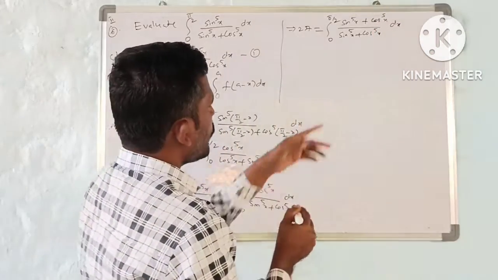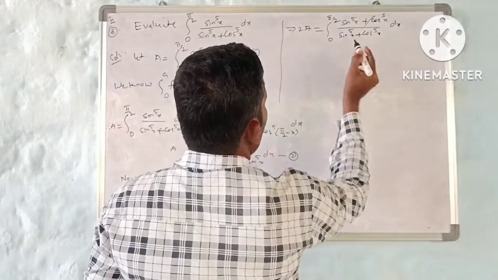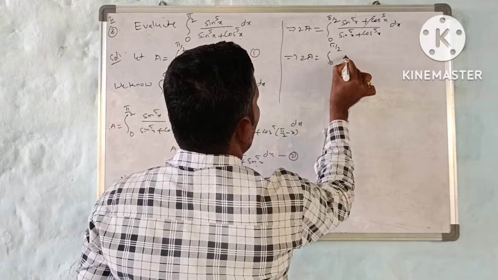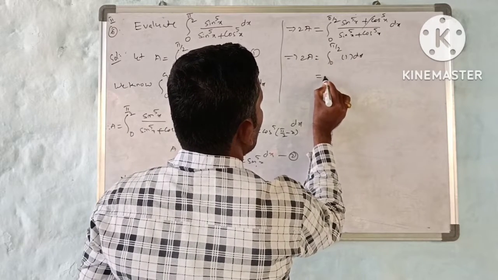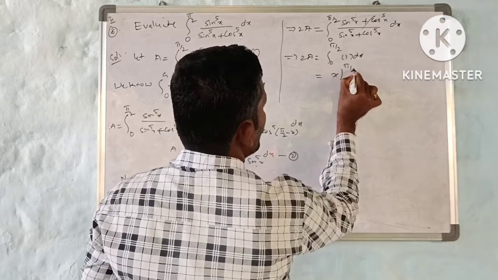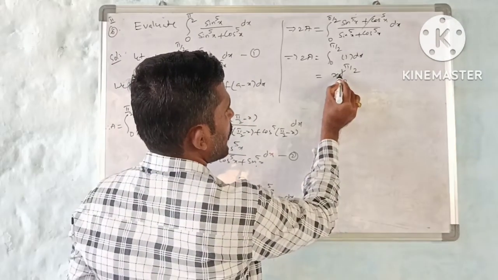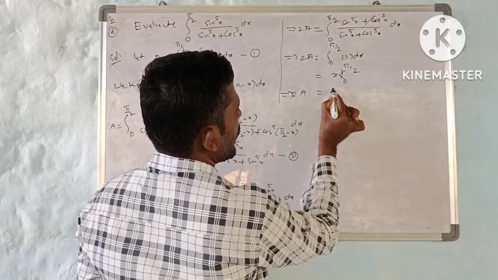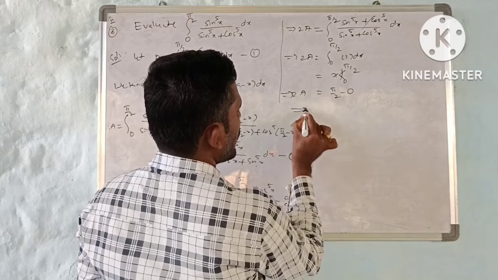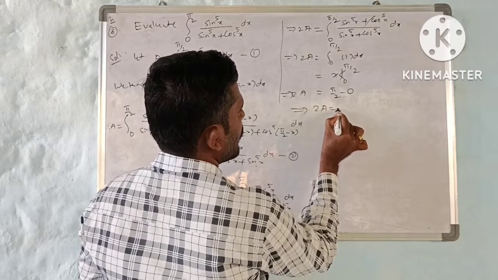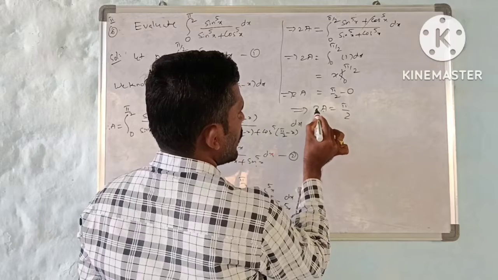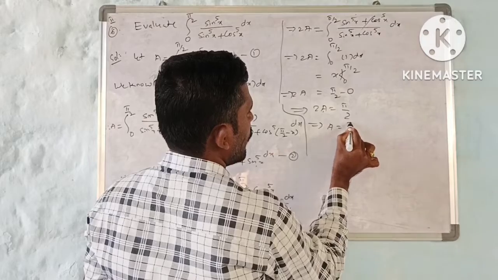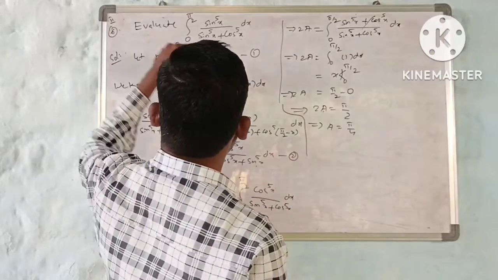Observe, the numerator and denominator are the same function, so they get cancelled. The remaining is 2A equals the integral from 0 to pi by 2 of 1 dx. The integral of 1 is x, with limits 0 to pi by 2. Now substitute upper limit minus lower limit: pi by 2 minus 0, which is pi by 2. Taking the 2 to the other side, we get A equals pi by 4. That is the answer.